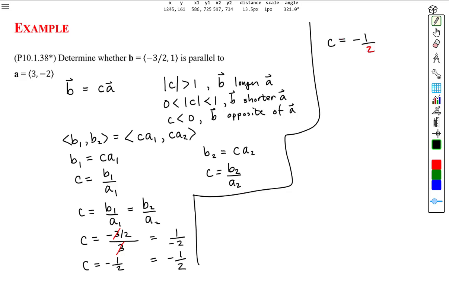Now what this means is, since the magnitude of C is a value between 0 and 1, we know vector B must be shorter than vector A. And also, since the scalar C is a value less than 0, we know vector B is not only half as long as vector A, it's also in the opposite direction. So let's graph vectors A and B to see what this looks like.